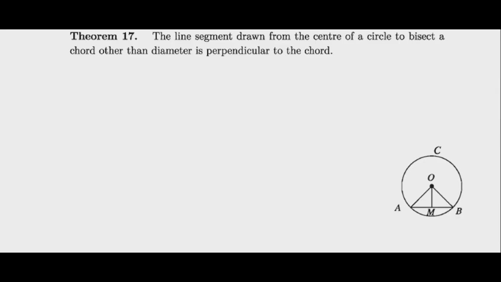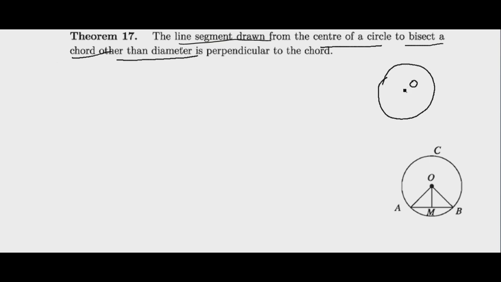So let's begin. In example theorem 17, it says that the line segment drawn from the center of a circle to bisect a chord other than diameter. First, try to understand what does mean by the chord other than diameter.